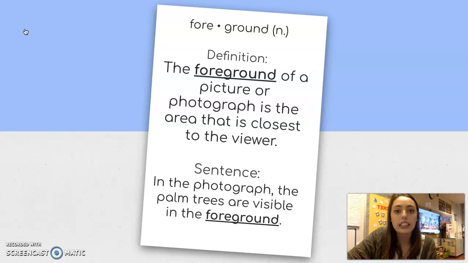An example used in this sentence is, in the photograph, the palm trees are visible in the foreground, meaning the closest thing that you can see in that photograph is the palm trees. Now these are our words of today.